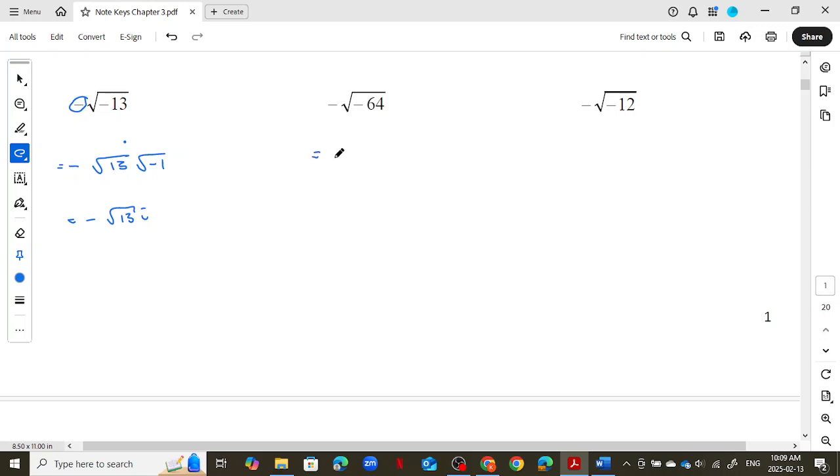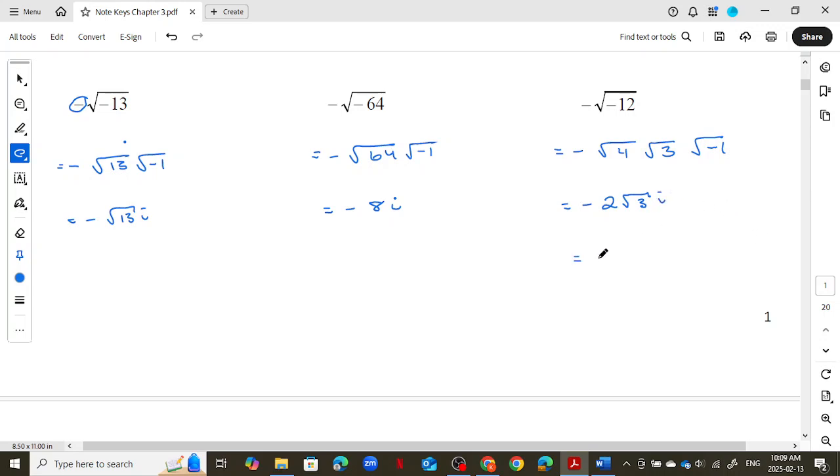So for this one, we're going to get negative square root of 64, square root of negative 1, which is going to give us negative 8i. And then lastly, with this one, we've got that negative out front. We've got a perfect square that goes into 12 of 4. 4 times 3 is 12. And then we've got that square root of negative 1, which is going to simplify to negative square root of 4 is 2, square root of 3 i.